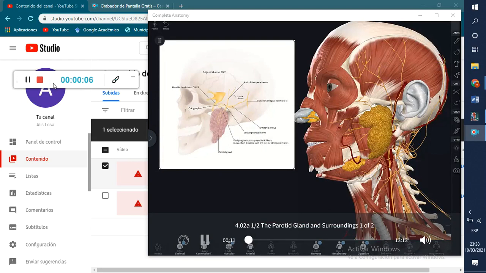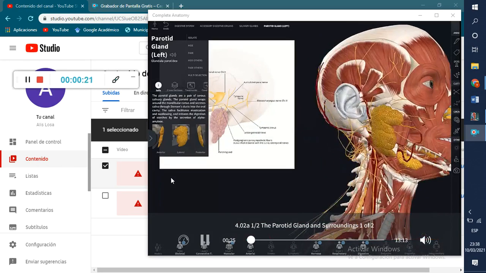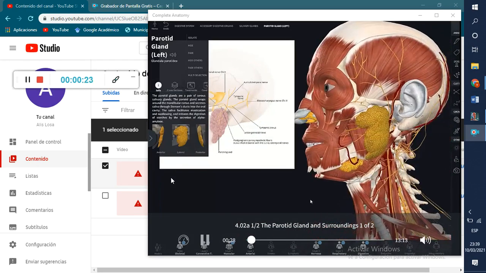Now let's have a look at the parotid gland and its innervation and see if there's anything how we can, well, kind of compare and contrast it to the other salivary glands we have. Our parotid gland is right here, so we actually have two. We have one on the left side and one on the right side. The innervation of the parotid gland is different.